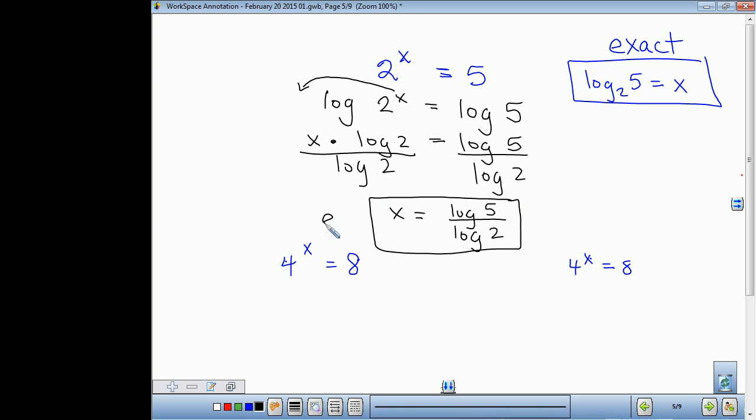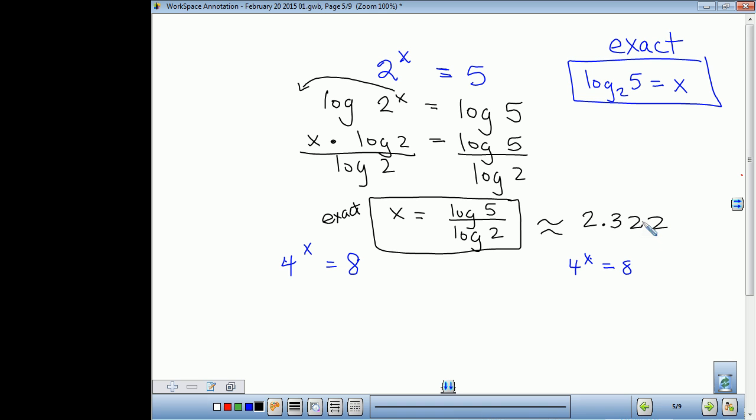Now, almost all calculators have a log base 10 button though, whether graphing or non-graphing. Any calculator that has more than 4 functions will have a log button on it. So you can do log base 10 of 5 divided by log base 10 of 2. Obviously, we wouldn't say base 10 because that's a common base, and we just say log of 5 divided by log of 2, and we get approximately 2.322.